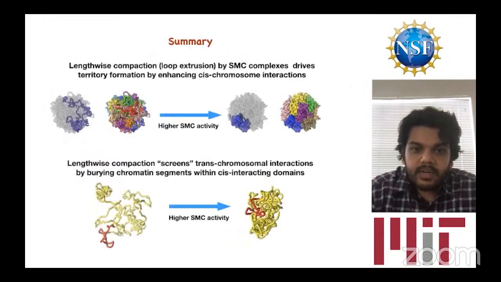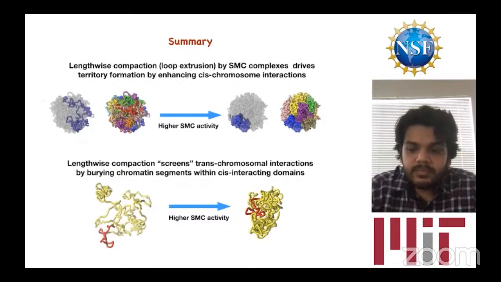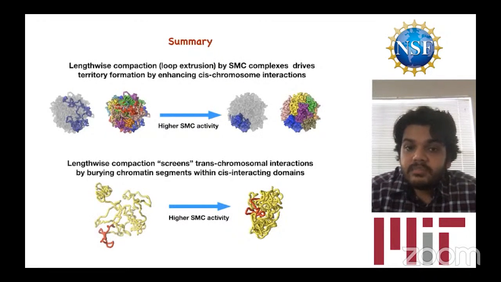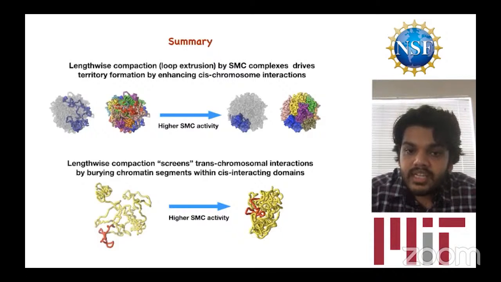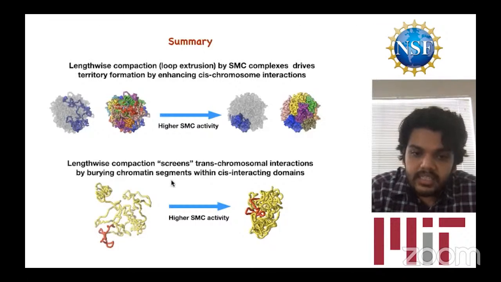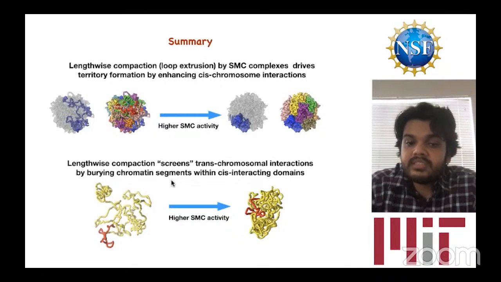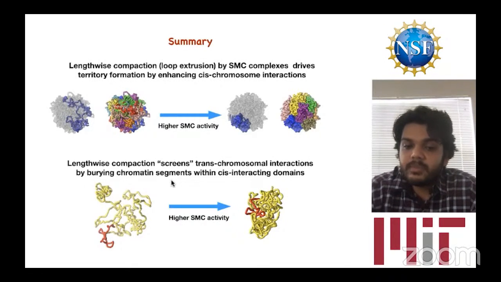And I will leave up this summary slide, which summarizes what I had to say. It's basically two points: that lengthwise compaction drives territory formation by enhancing cis chromosome interactions, which is a result of higher condensin 2 activity or higher SMC activity. And this lengthwise compaction can also screen trans-chromosomal interactions by burying chromatin segments within cis-interacting domains. And that's it.